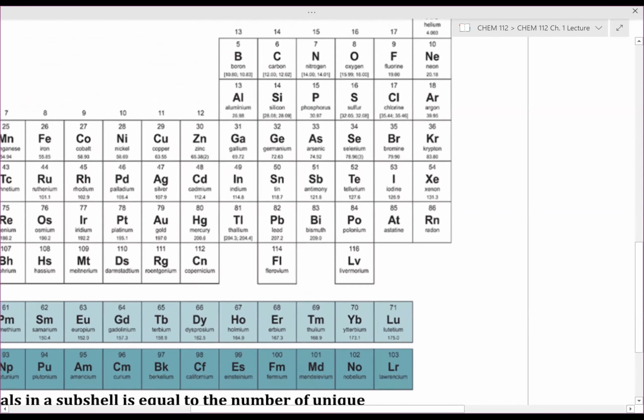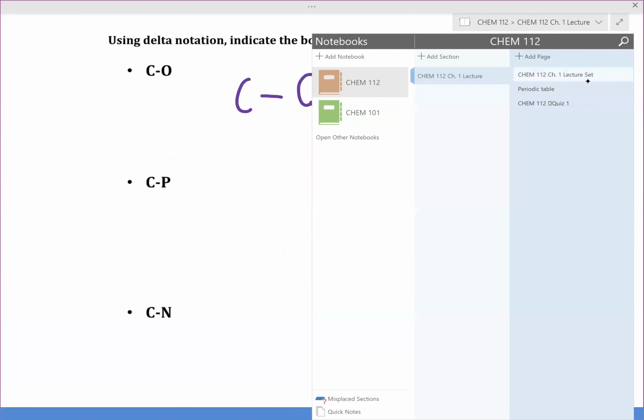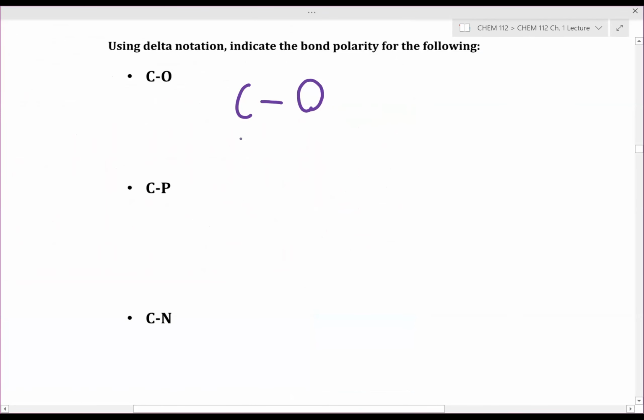So which element is farther to the right on the periodic table, carbon or oxygen? Oxygen. So based on that information, we would expect oxygen to be more electronegative and our carbon-oxygen bond to be polarized towards our oxygen atom. So we'd put a delta minus on oxygen and a delta plus on carbon, indicating carbon would be the atom with less electron density and oxygen being the atom with more electron density.